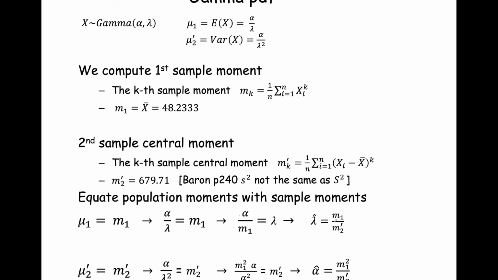Lambda hat is m1 over m2 prime. And that is a function over data, and it's going to be an estimator that I'm going to use as replacements. So now for the gamma distribution, everywhere I had my alpha, I'm going to use m1 squared over m2 prime, and instead of lambda, I'm going to use m1 over m2 prime. So this is my replacement for alpha, and this is my replacement for lambda.